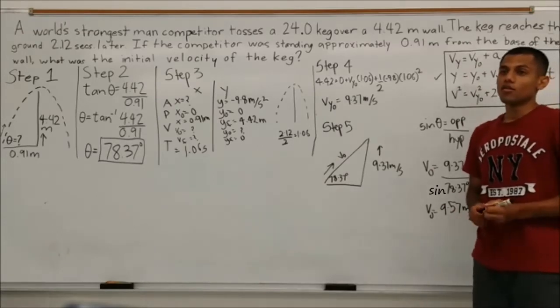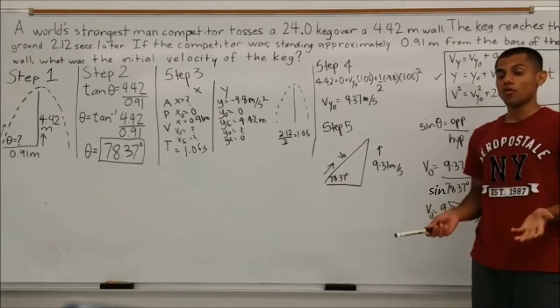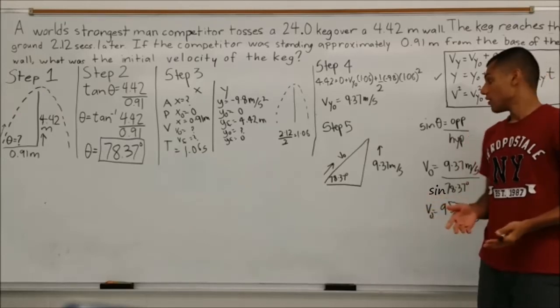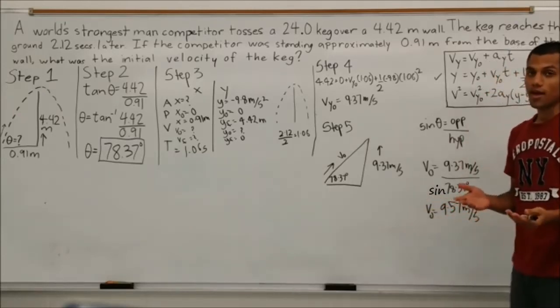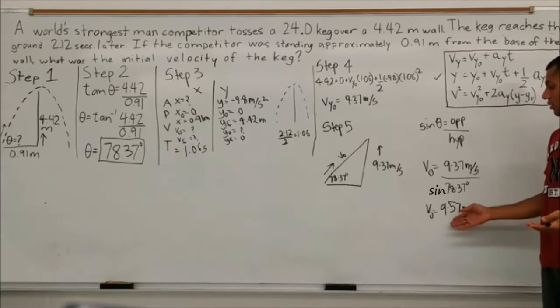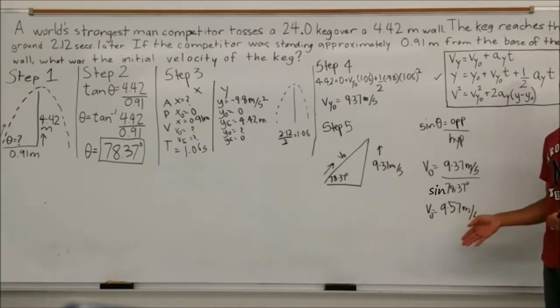So to clear the 4.42 meter wall, no matter the weight, the competitor has to throw the keg at an initial velocity of at least 9.57 meters per second.